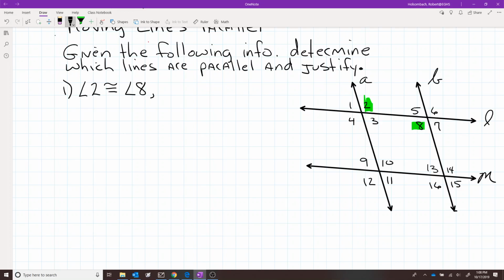So what we're going to say is that A is parallel to B. And we're going to justify that by the alternate interior angles theorem. Alright, so we can abbreviate that. We're going to say alternate interior angles theorem. That is your justification.